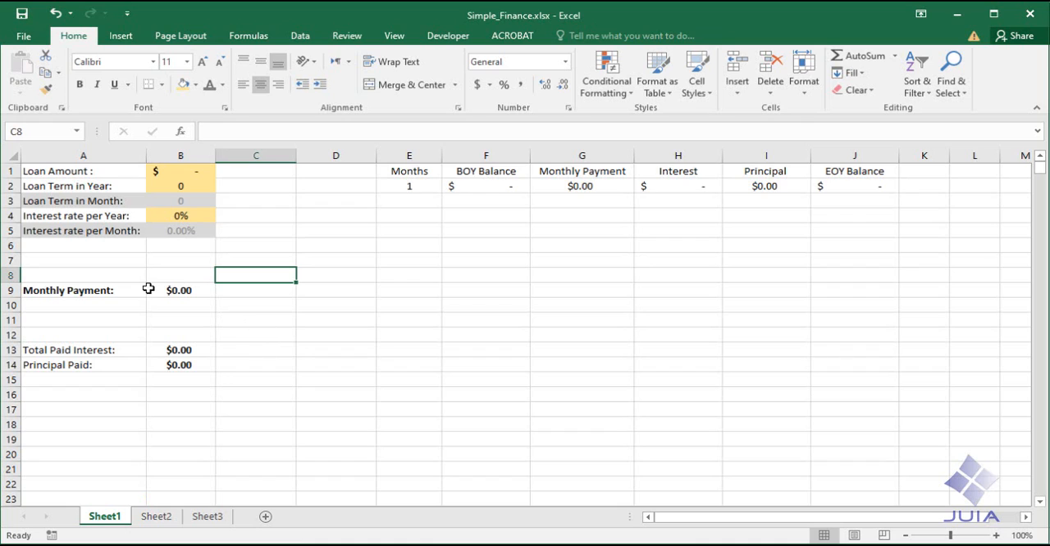For your convenience, we have made a formulated Excel sheet and it's pretty simple. You enter the main input parameters and all the calculation will be done automatically.